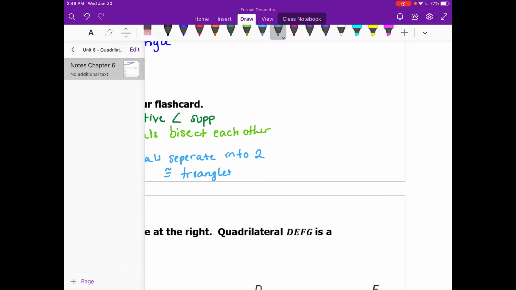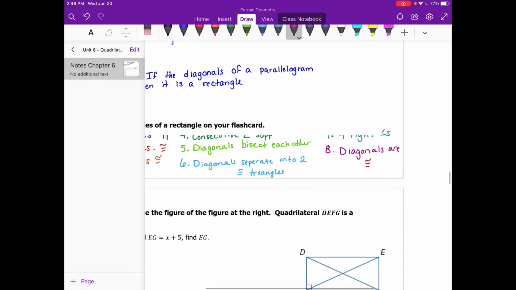The 2 new properties that we're going to add on are specific to rectangles, which is number 7, and that is that they have 4 right angles. And then number 8 says that the diagonals are congruent. So these 2 are specific to rectangles.